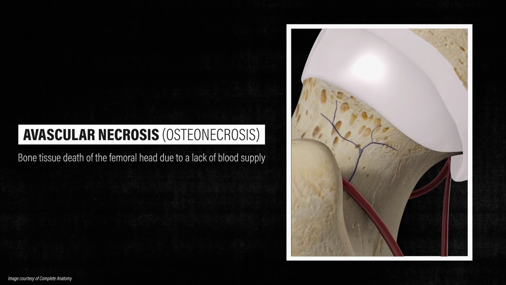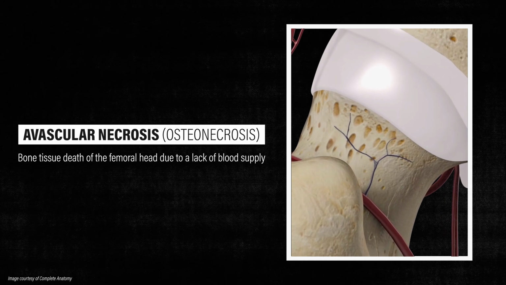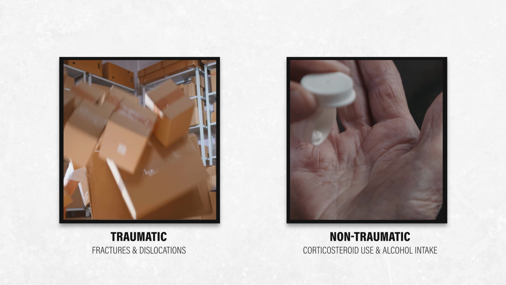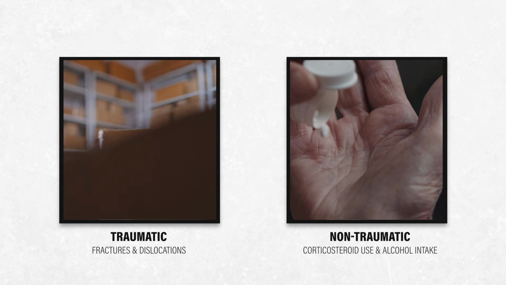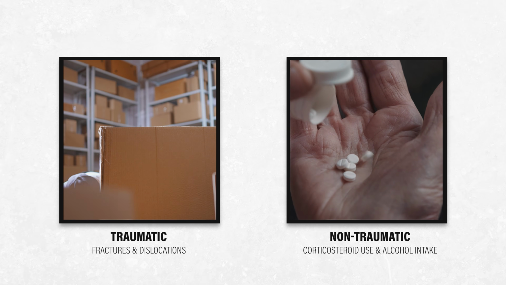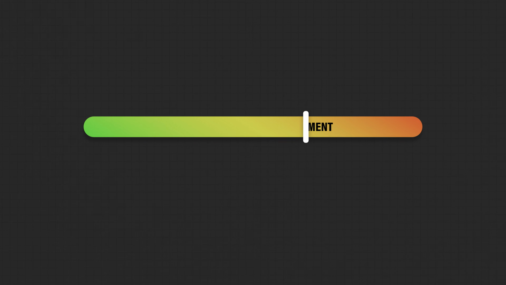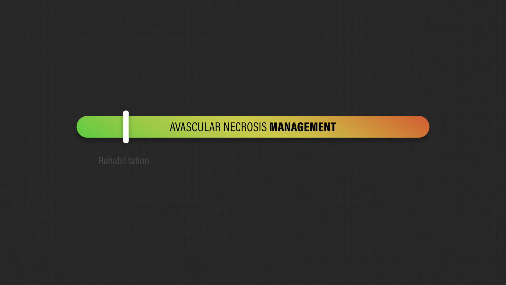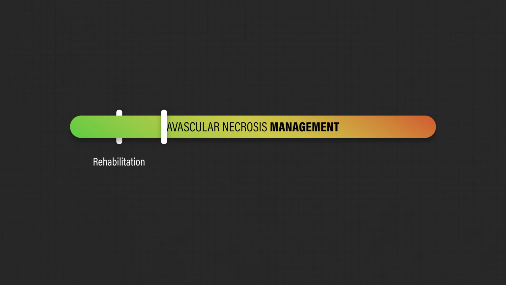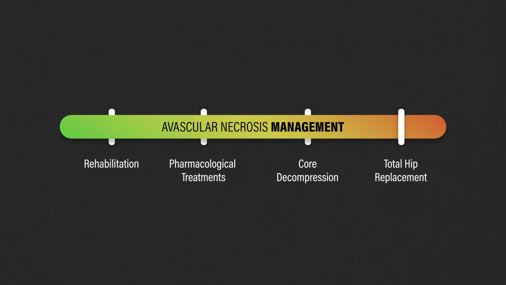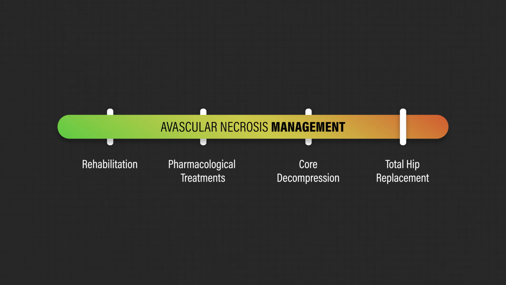Avascular necrosis, or osteonecrosis of the femoral head, is essentially bone tissue death due to a lack of blood supply. Traumatic causes involve fractures and dislocations, while the most common non-traumatic causes are corticosteroid use and excessive alcohol intake. Depending on symptoms and the stage of the condition, management may range from rehabilitation to pharmacological treatments to core decompression to a total hip replacement.